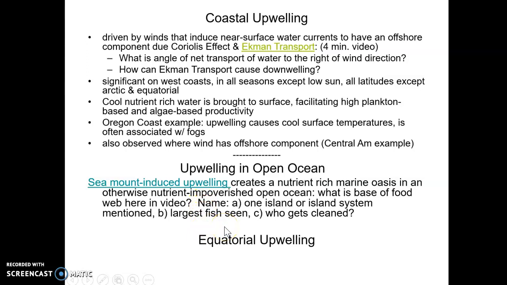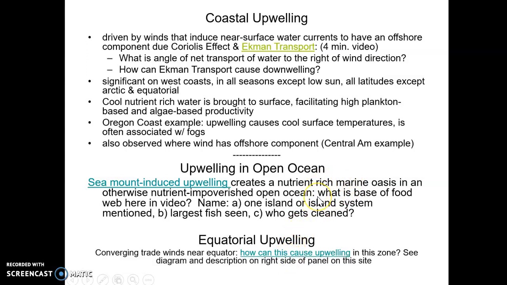The other kind, which can also be in the open ocean typically, is equatorial upwelling. And this is where you have converging trade winds near the equator. And how can that cause upwelling in this zone? So there's a diagram on the right side of the panel on this side. When you click onto this in your regular notes, there's a description of that in there. And I think you'll find that narrative useful just to understand equatorial upwelling. But literally, around the equator, we do have upwelling, and it does employ the Coriolis effect.